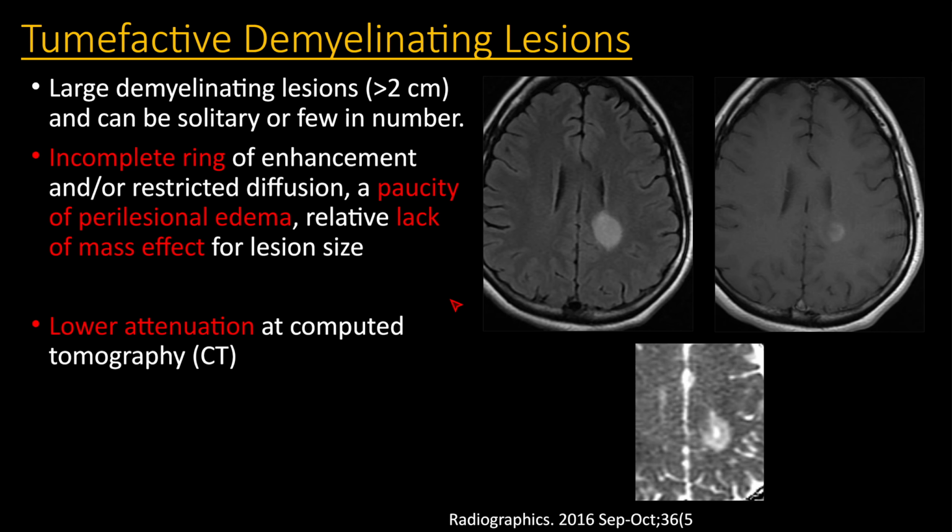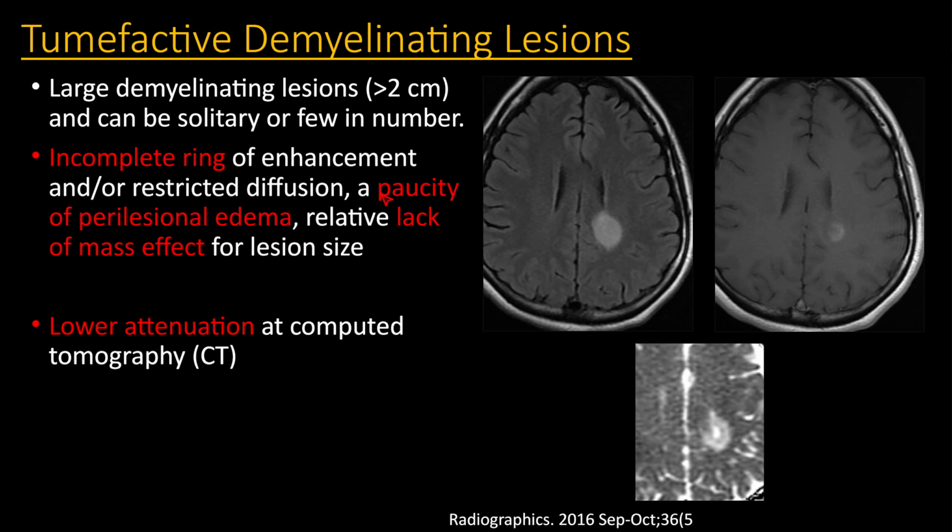Now that I've talked about MS, we'll talk about tumefactive demyelinating lesions. Tumefactive demyelinating lesions are basically just large demyelinating lesions, arbitrarily defined as greater than 2 centimeters. They can be solitary or few in number, and by tumefactive I mean that because they're large and tend to be enhancing and angry looking, they tend to be mistaken for tumors.